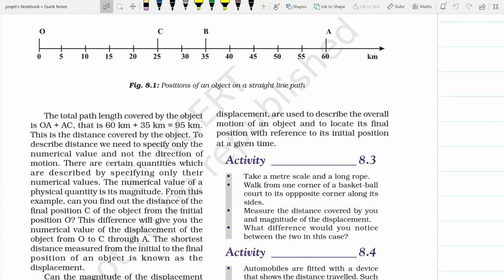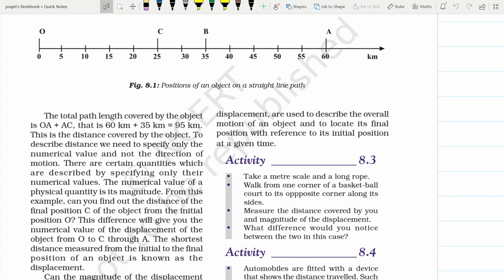The total path length covered by the object is OA plus OC, that is 60 kilometers plus 35 kilometers is equal to 95 kilometers. This is the distance covered by the object. To describe distance, we need to specify only the numeral value and note the direction of the motion. There are certain quantities which are described by specifying only their numeral values. The numeral value of a physical quantity is its magnitude.